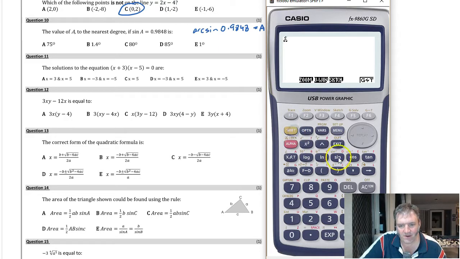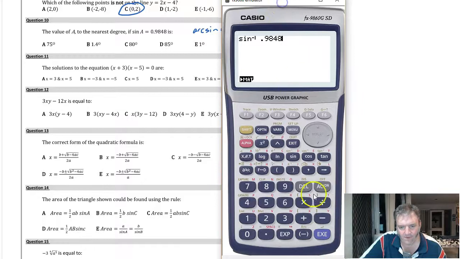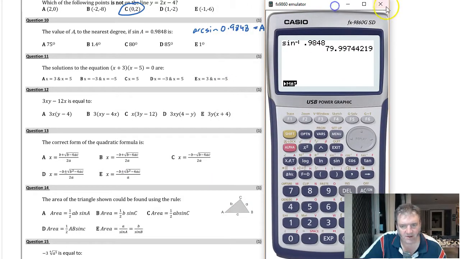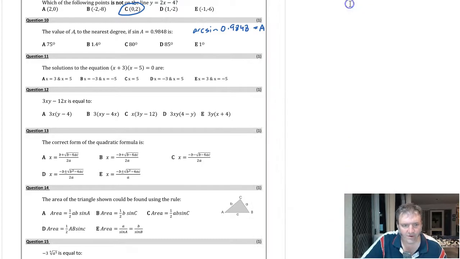Now when I go the arc sine of, what's the number again? 0.9848. We will be able to get the answer. 79.99. I am going to say that is closest to 80 degrees. So the value of A would be approximately 80 degrees.